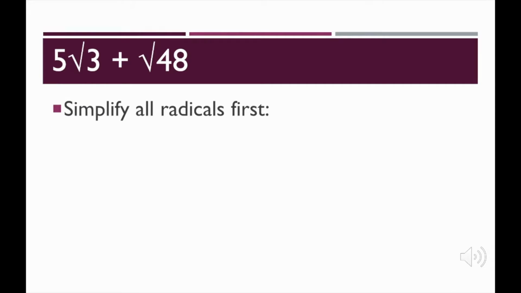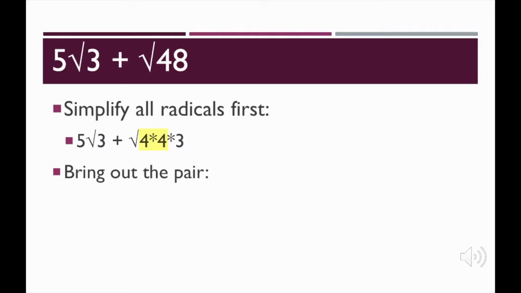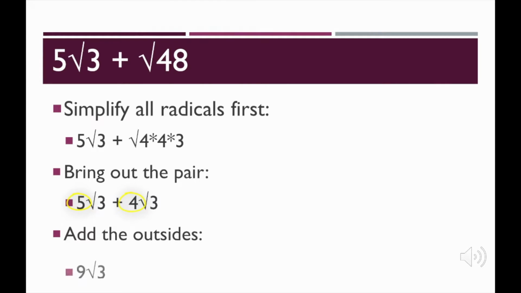In our next example, we have 5 times the square root of 3 plus the square root of 48. Just like before, we simplify all the radicals first. We have 5 times the square root of 3 plus the square root of 4 times 3. We bring out the pair, and we have 5 times the square root of 3 plus 4 times the square root of 3. Next, we add the outsides together and get 9 times the square root of 3.